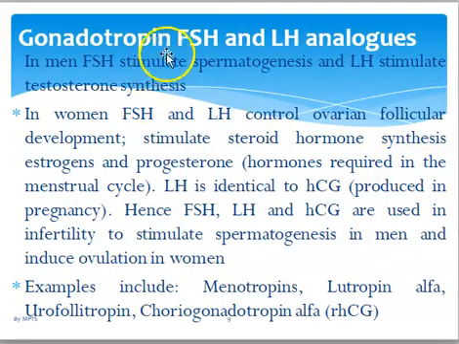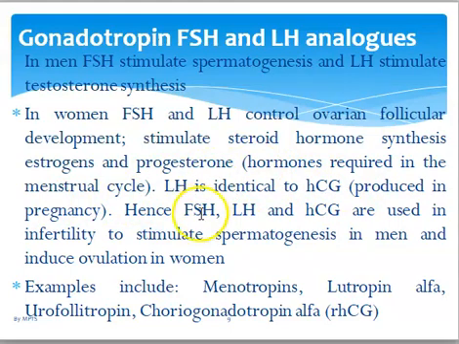Let's look at the gonadotropins, follicle stimulating hormone and luteinizing hormone. Of course, we know that in men, FSH stimulates spermatogenesis, and luteinizing hormone stimulates testosterone synthesis. In women, these are required in the menstrual cycle and ovarian follicular development. Also they stimulate steroid hormone synthesis, estrogen and progesterone, required in the menstrual cycle, which I will talk about later on. The luteinizing hormone is identical to the HCG produced in pregnancy, so you should be aware of that.